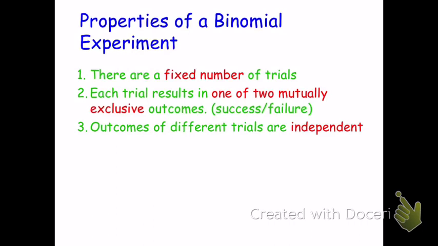Outcomes are independent of one another. Therefore, the probability of having one child being a boy or girl does not determine or change the probability of having a second child, boy or girl. So the probability stays the same with every single trial. It does not change.